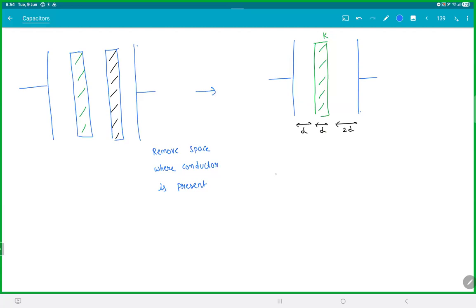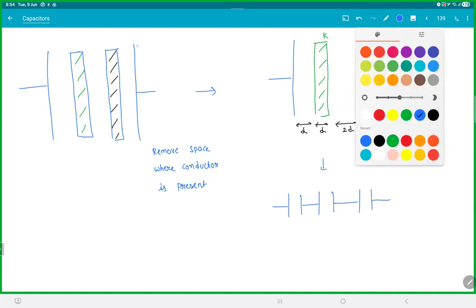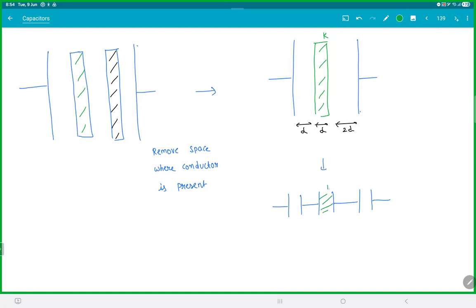So this can be treated as three capacitors. This is the capacitor K with a distance D. This is a vacuum capacitor with distance D and a vacuum capacitor with distance 2D. All these three are in series. So 1 by C equivalent will be D by A epsilon plus D by Ka epsilon plus 2D by A epsilon. So did you notice? These two will always add up. So it doesn't matter where you keep the dielectric.